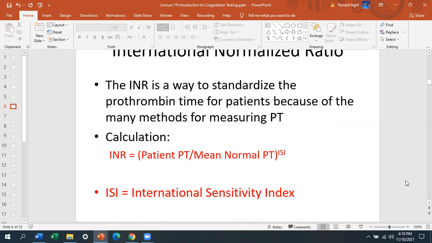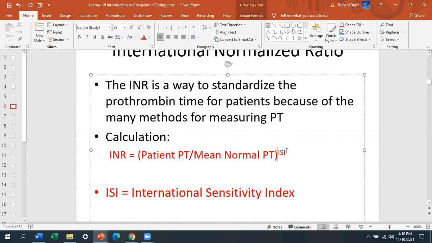So what the INR does is standardize the prothrombin time, and the equation is INR is equal to the patient's prothrombin time divided by the mean normal prothrombin time to the ISI power. You're not going to need to know that formula, but what actually standardizes the INR is this ISI, because in every laboratory, the reagent that you use, like the tissue thromboplastin plasma, has a specific ISI, and that's what actually normalizes the prothrombin time, and then you report out an INR.